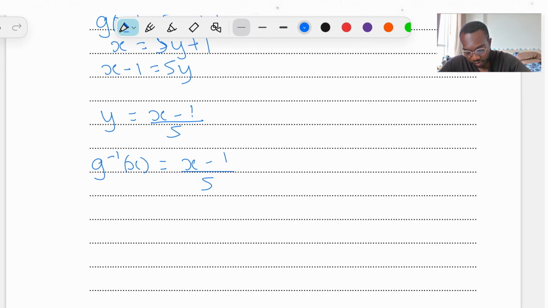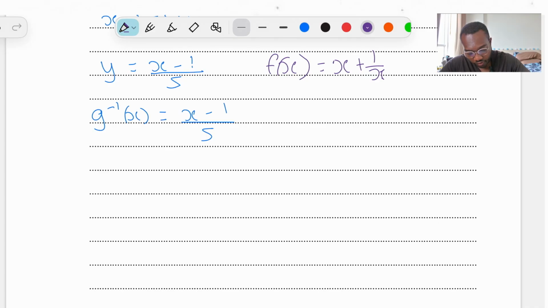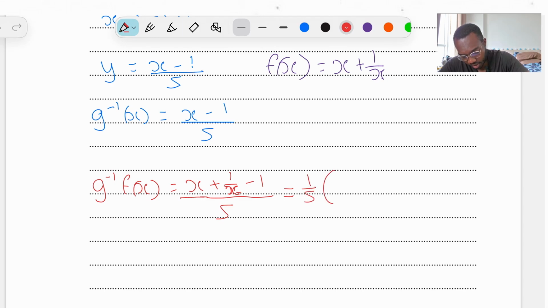So our f of x, if I write that over here, f of x was (x plus 1) over x. Therefore, if we do g to the minus 1 of f of x, that would be ((x plus 1) over x, minus 1), and that would be over 5. And if we simplify this down a bit, we can get 1 over 5, and that is equal to (x plus 1) over (x minus 1).